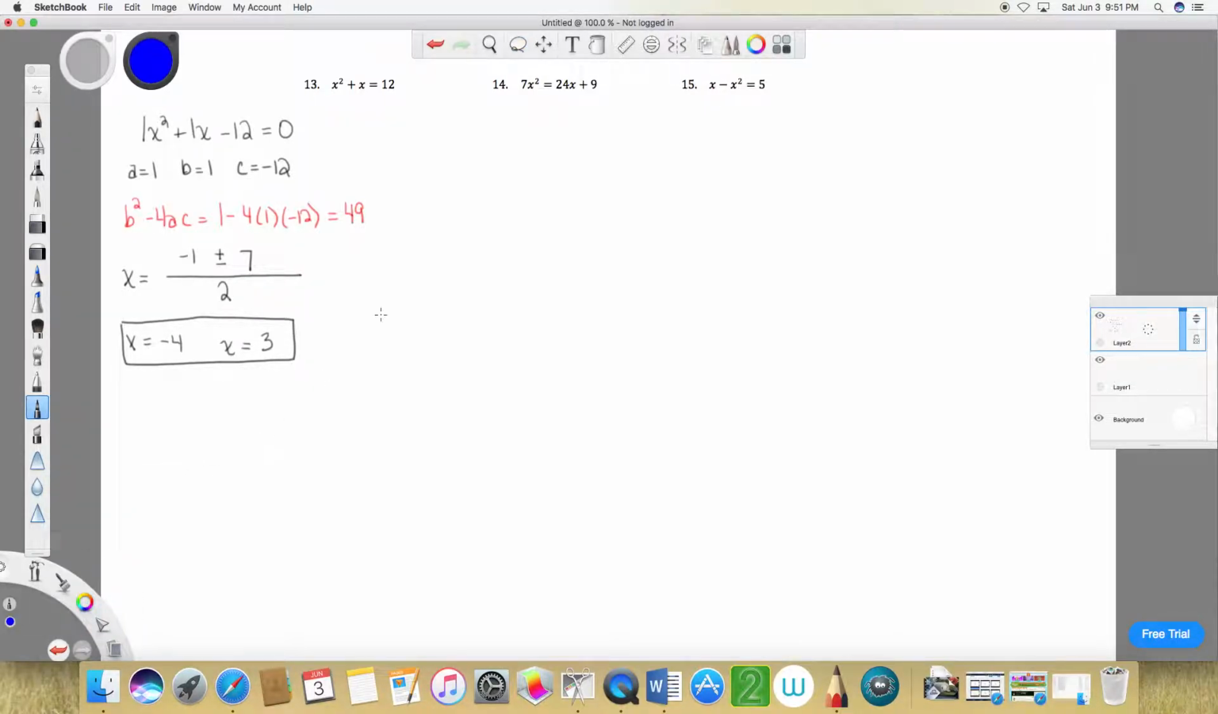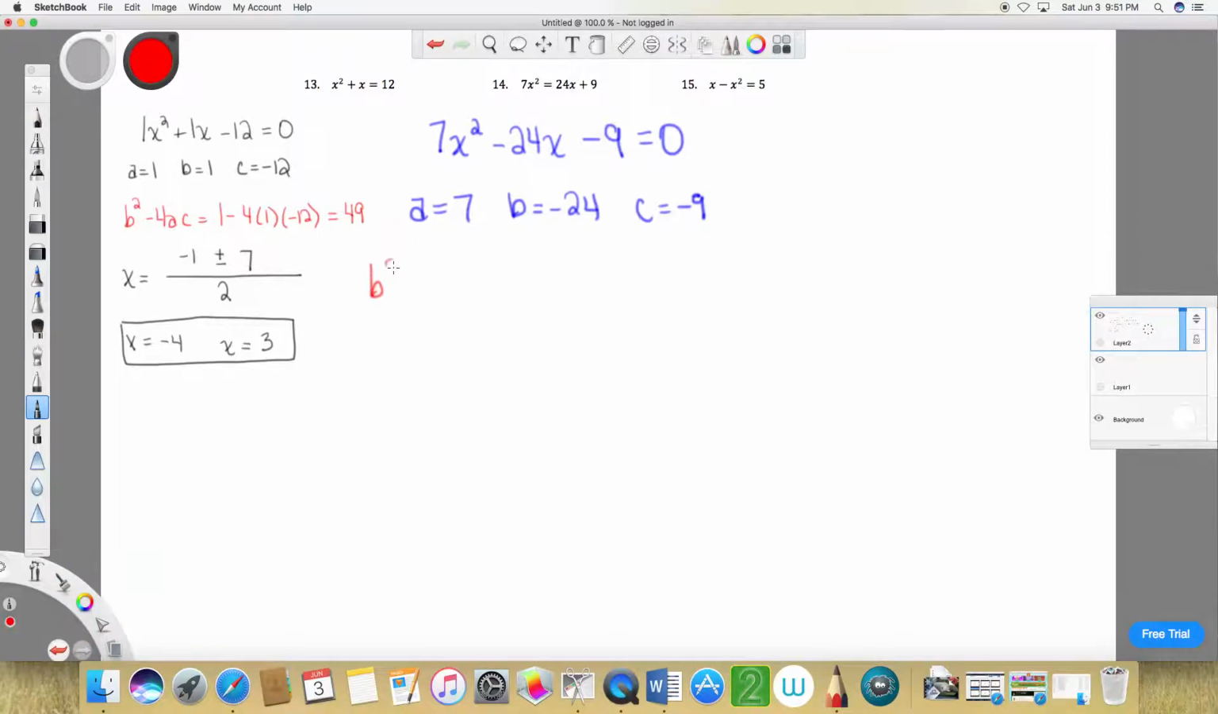All right, so let's look at this second one. It's not in standard form. Let's get this in standard form. Let's subtract 24x from each side. Let's subtract 9 from each side. Let's identify A, B, and C. Let's find the discriminant.